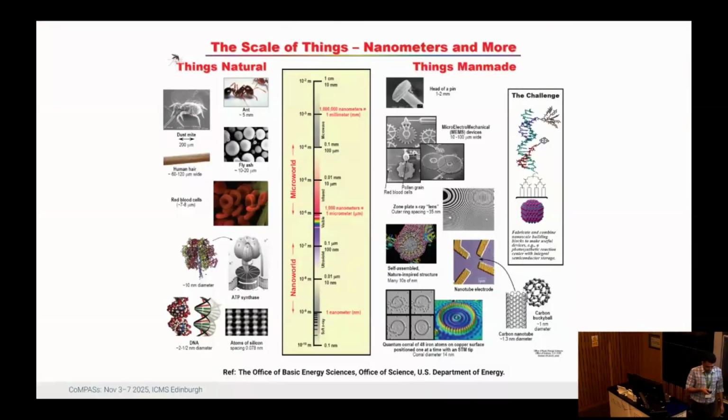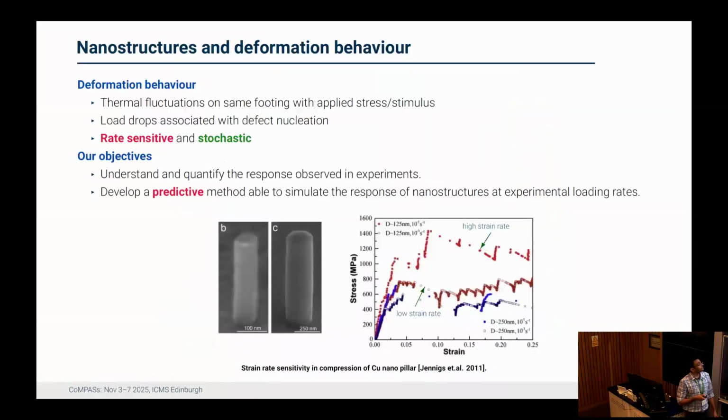So I'll be applying this to nanosystems. We'll be essentially concentrating in this region. The reason for that is nanosystems are very interesting because the thermal fluctuations should be dealt with on equal footing with the applied load.